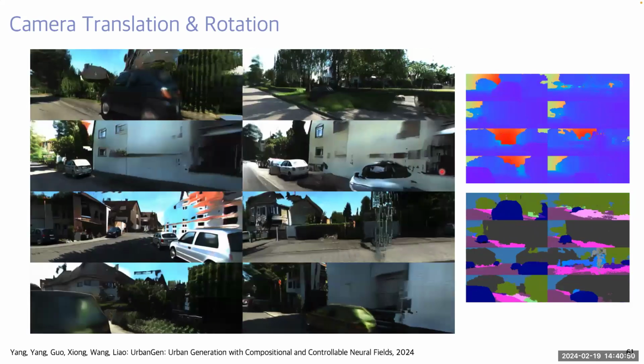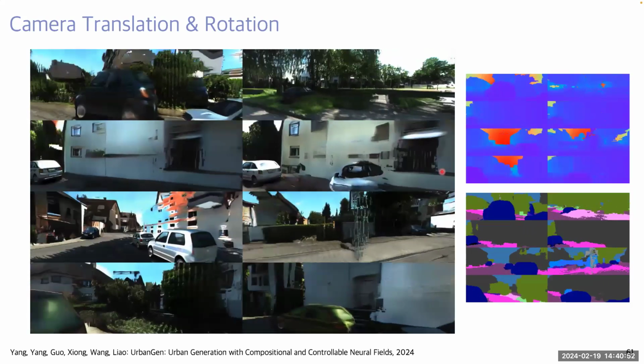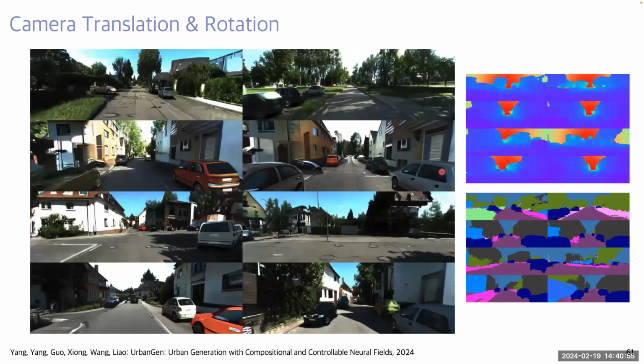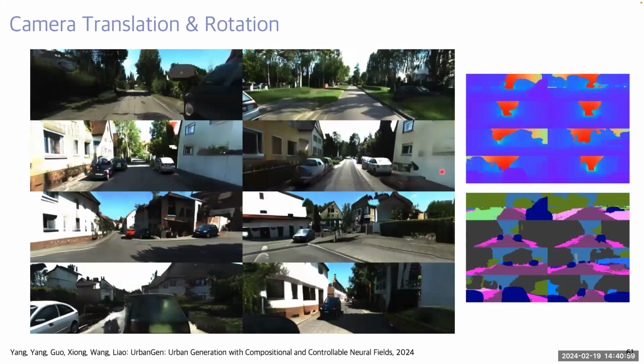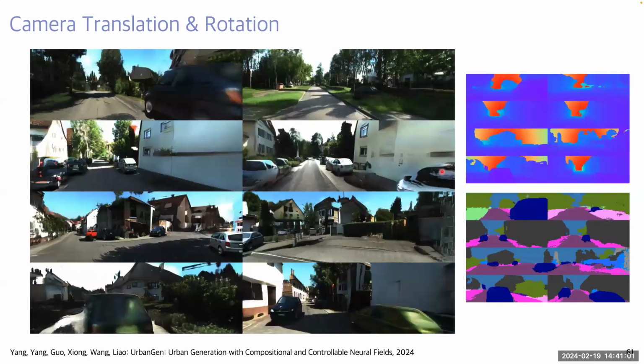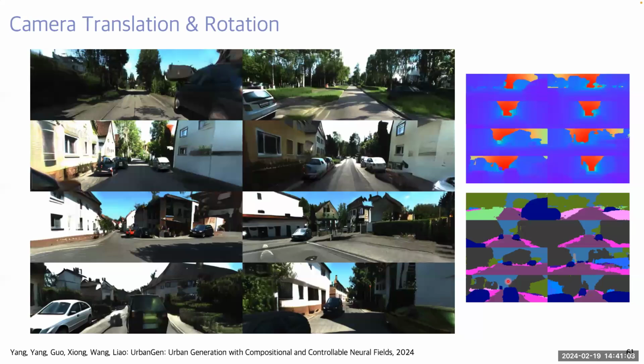With this generated 3D scene, you are able to change the camera viewpoint, like turning to the left and to the right. As well, you can also render the depth maps as well as the semantic labels based on the generative model.